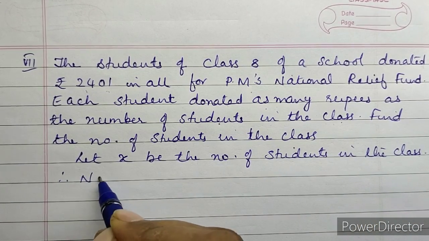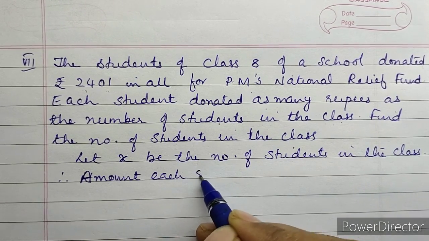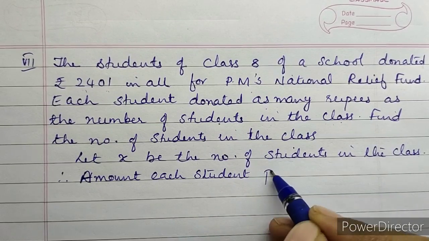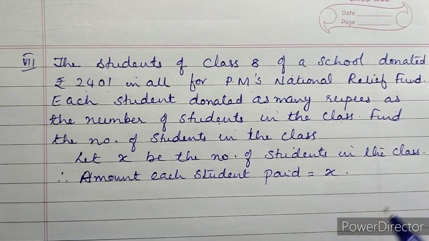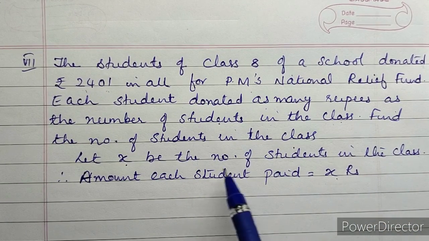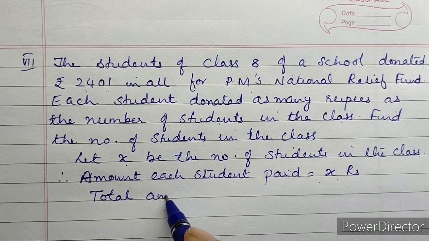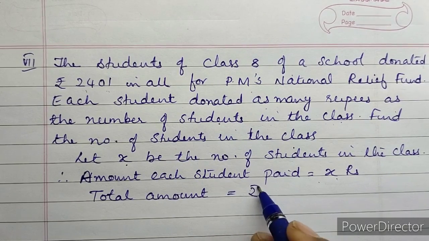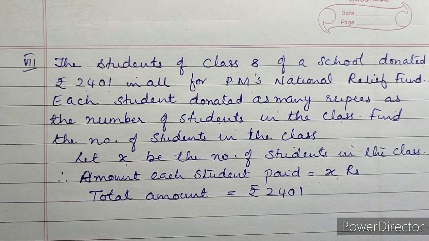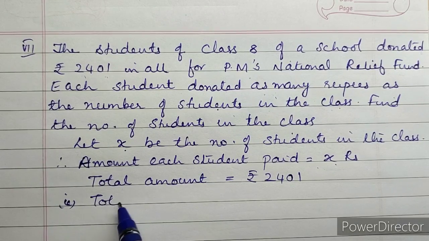Therefore, the amount, not number, the amount each student paid equals x rupees. So the number of students and the amount each student paid are the same, so both you have taken as x. So the total amount collected equals rupees 2401. Each child pays x rupees and the total number of students is x, so x into x will be the total amount collected.